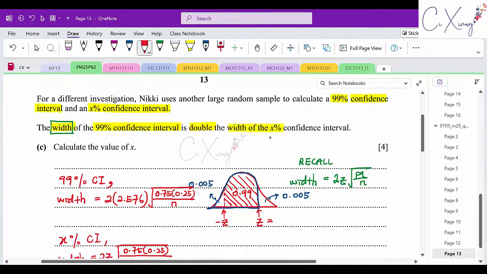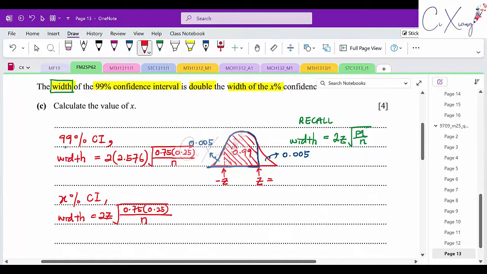They want us to find out the X, that means the percentage. Like what I told you just now, if you want to know what is the X, before that you have to know what is the value for the Z first. If you know the Z, then from there you can derive the value for the X. Okay, so now, how to start?